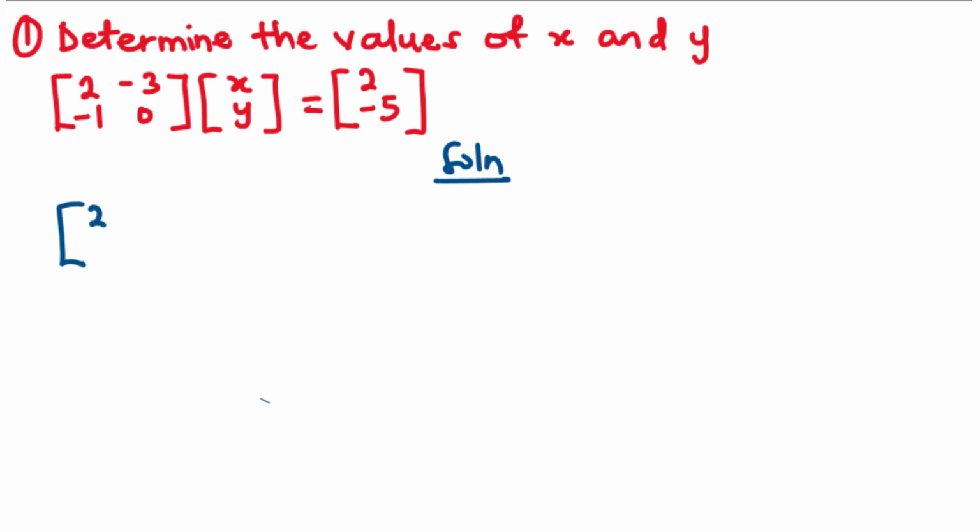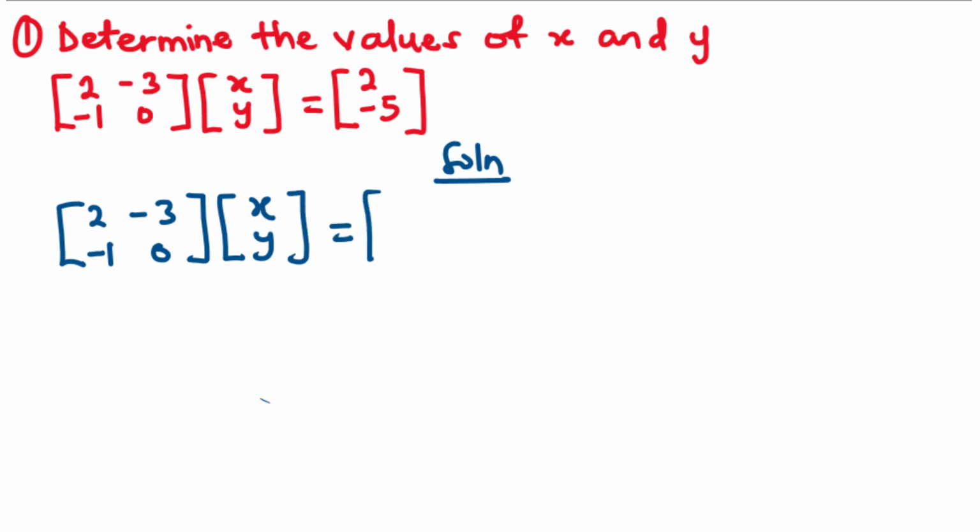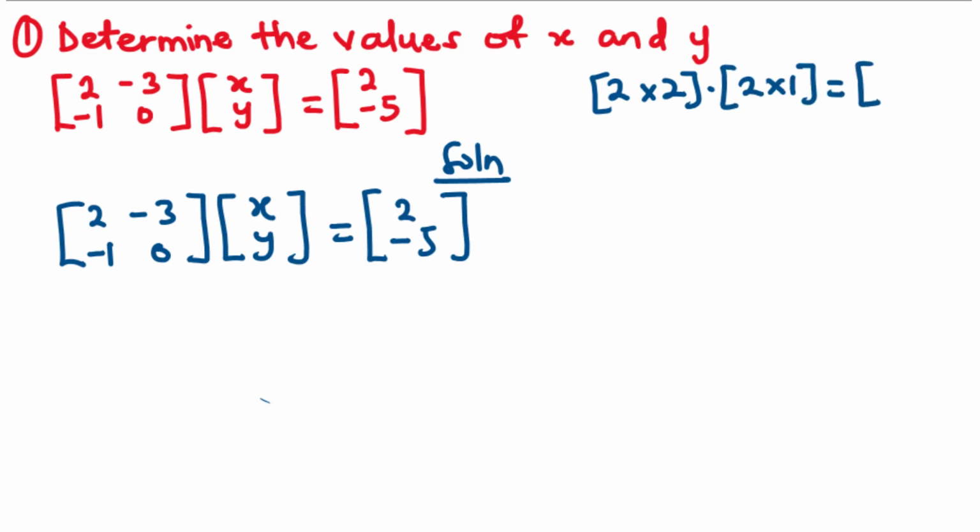So we have the matrix [2, -3; -1, 0] multiplying the matrix [x; y], and that is equal to [2; -5]. Now, when a 2 by 2 matrix is multiplied by a 2 by 1 matrix, the resultant matrix is also 2 by 1. So after multiplying these two matrices, we are going to get a 2 by 1 matrix, and that will be equal to [2; -5]. Now let's multiply the two matrices on the left hand side.